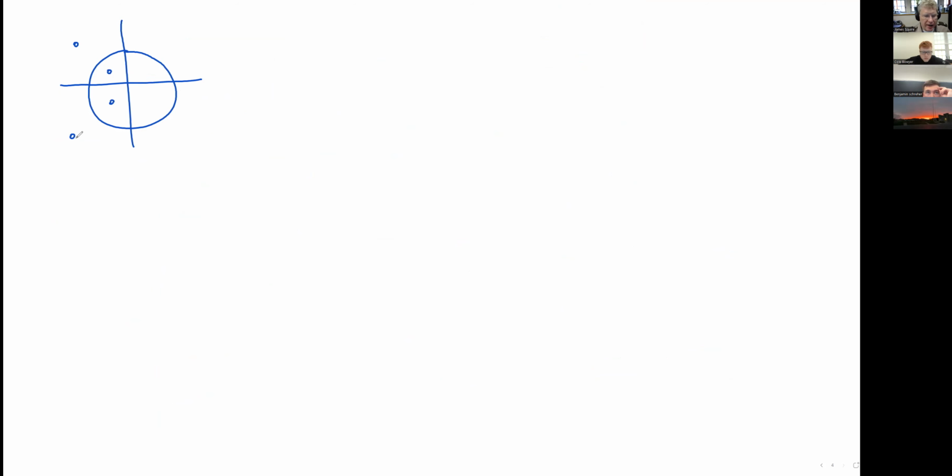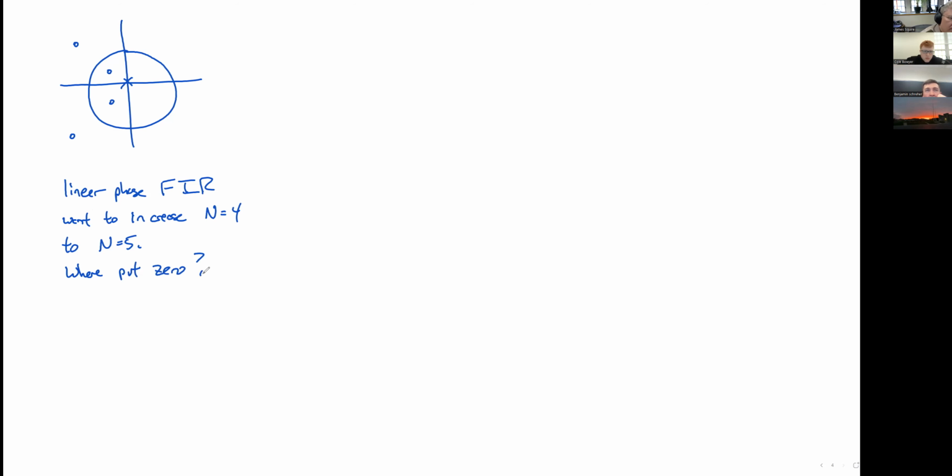Here's an example of a linear phase FIR filter. And we want to increase the current N, which is equal to 4, by 1. Where do we put the 0? Raj?